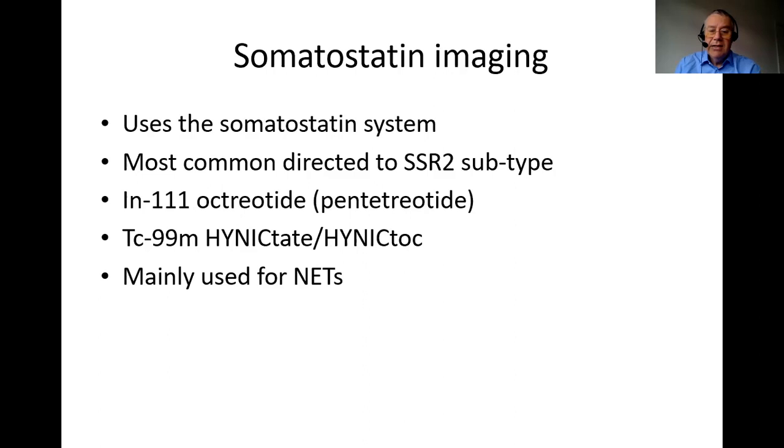So somatostatin system, we know that this is most commonly directed to the type 2 subtype. You can use indium pentetreotide, but this is not always available. And most people have now moved to technetium-labeled either HYNIC TATE or HYNIC TOC. Different agents are available in different countries. And these are mainly used for imaging of NETs if we don't have, for example, PET with gallium-68 dotatate available.